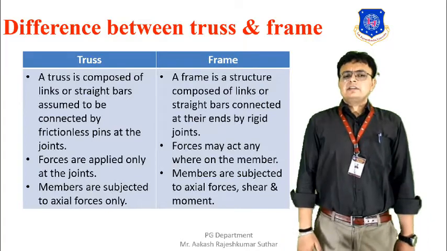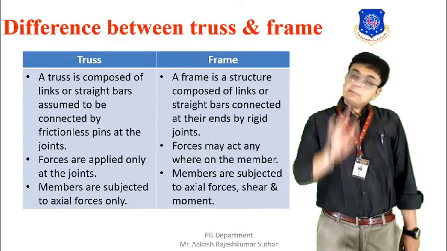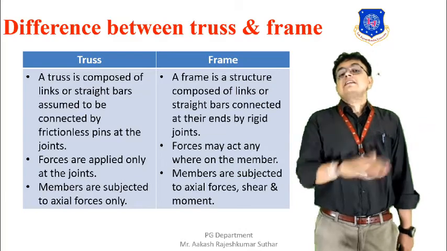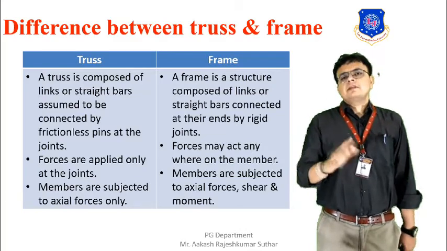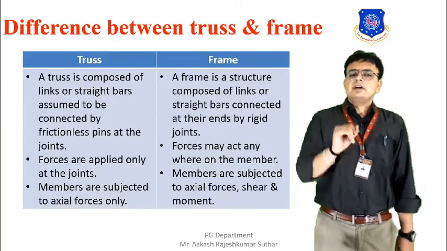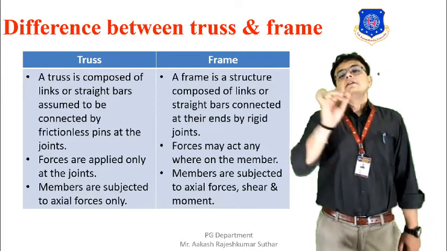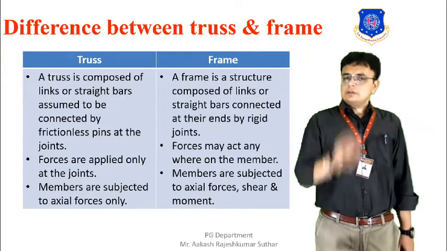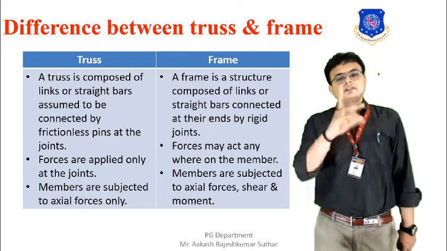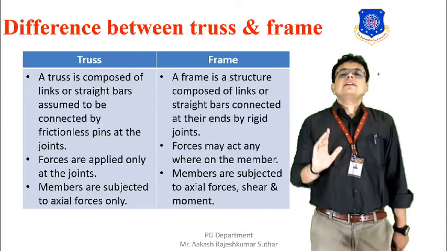Moving toward the next difference, in a truss the forces are applied at the joints only. But in a frame, the forces may act at any point, at any section, and because of this, moments also occur. Members in the truss are subjected to axial force only because the loads act at the joints only. So either the tensile force or the compressive force will act in the truss members, and all are axial forces.